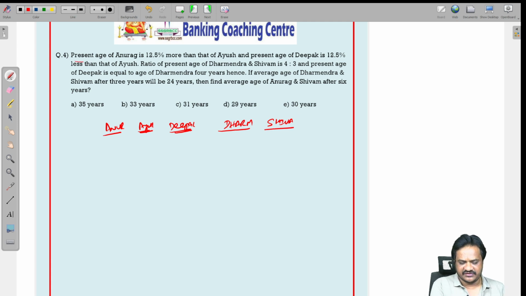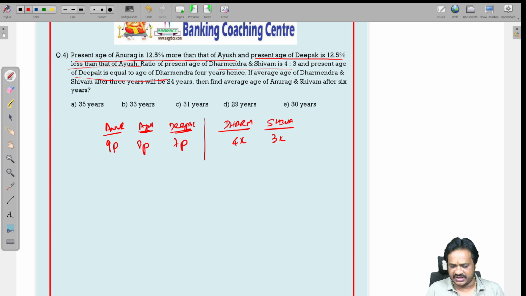The present age of Anurag is 12.5% more. 12.5% more means 9:8. So this will be 9 parts and this will be 8 parts. The present age of Deepak is 12.5% less, which means 1/8 less, so that is 7 parts. Then Dharmendra and Shivam, we have the ratio 4:3, so this is 4x and this is 3x. These 3 are one set, these 2 are the other set. The present age of Deepak is equal to Dharmendra's age 4 years hence.